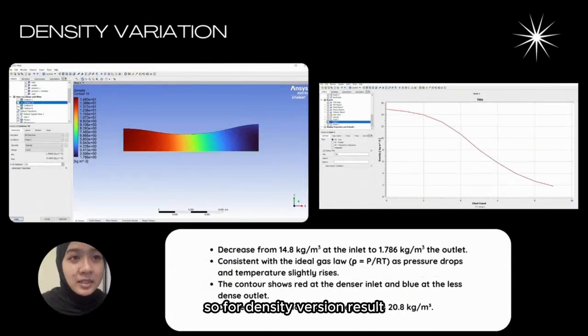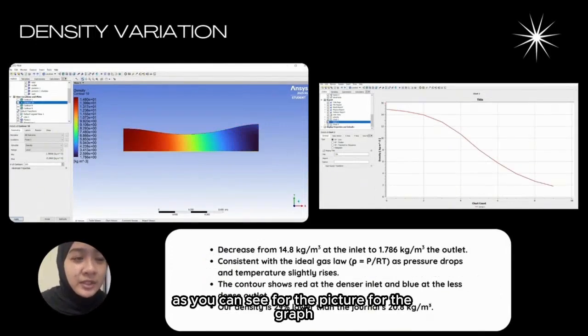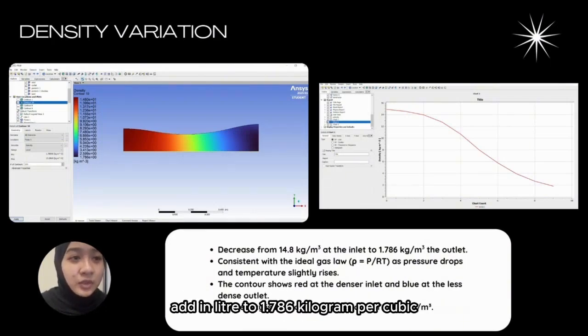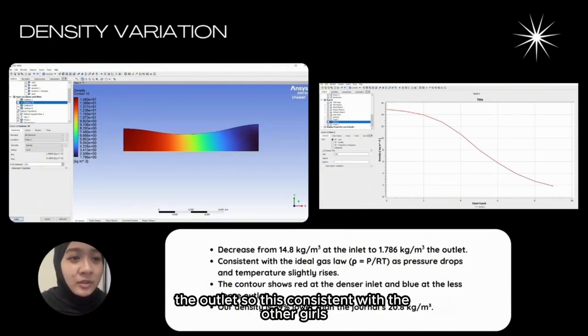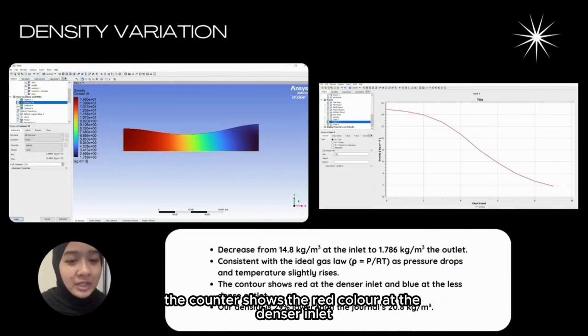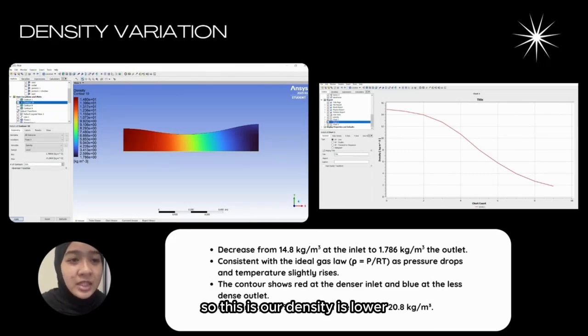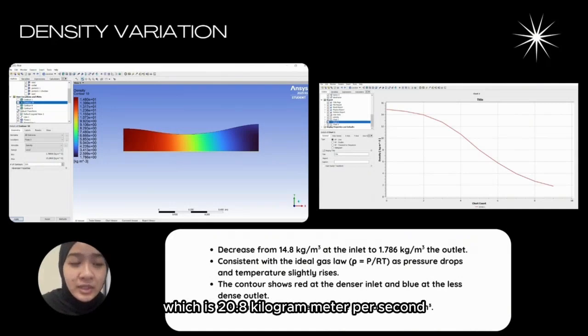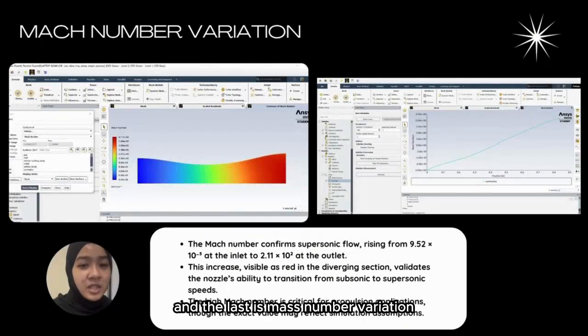For the density variation result, as you can see in the picture, the graph decreases from 40.8 kg per cubic meter at the inlet to 1.786 kg per cubic meter at the outlet. This is consistent with the gas behavior, as the pressure drops and the temperature slightly rises. The contour shows the red color at the denser inlet and the blue area at the less dense outlet. Our density is 29% lower than the journal, which is 20.8 kg per cubic meter. And the last is Mach number variation.